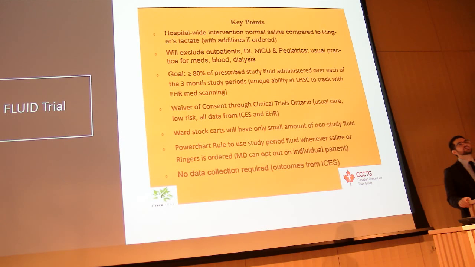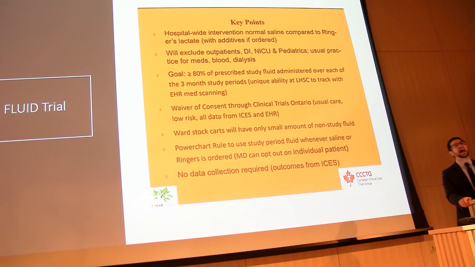Then we'll have a 1 to 3 week washout period to switch our fluid around, and then 14 weeks of the next fluid. Once they get started, which I think will be in December or January, every time you order a liter bolus on the EMR, it will give you a notification saying that we've been allocated to either normal saline or balanced crystalloid. And if you pick the opposite fluid, it'll ask you if you want to switch. You'll be able to override anything you want.